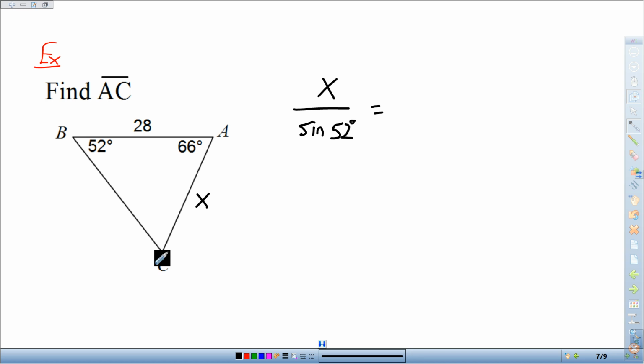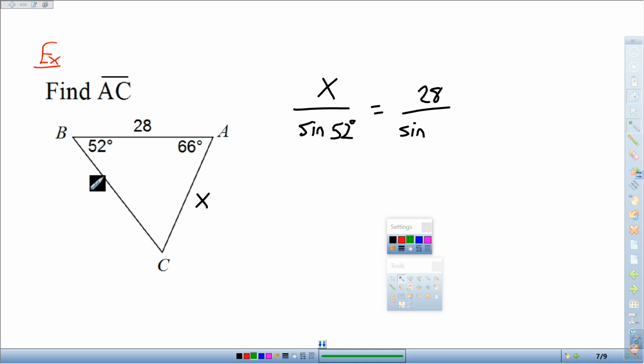When I go to make my other ratio, I'm going to use this other side length I know, 28, over the sine of the angle opposite that side length. Be careful. The angle opposite this side length is not 66. It is this angle, which they didn't give us. But we know how to find missing angles of a triangle if we have the other two. Remember, this is the classic 180 subtracting these two angles.